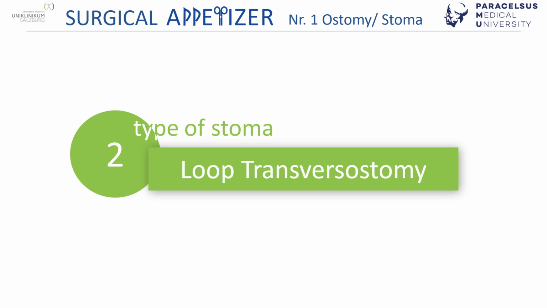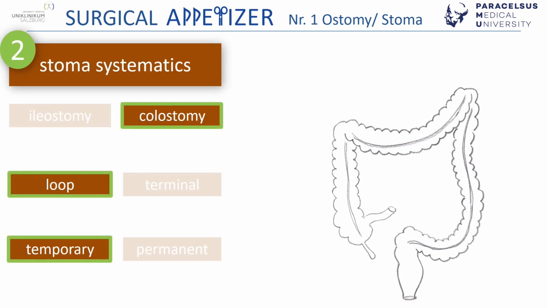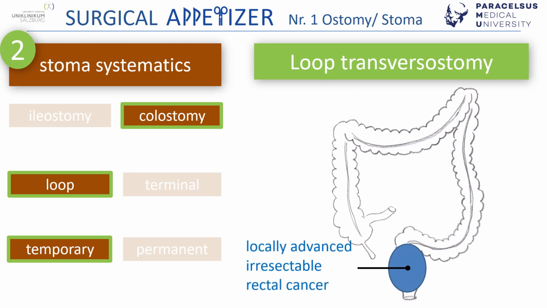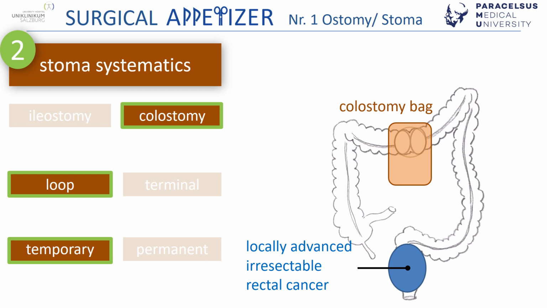Second example, loop transversostomy. This is a colostomy in a loop fashion, and this stoma also is temporary. Loop transversostomy is done for locally advanced irresectable rectal cancer, for example, where you first perform the loop transversostomy, with this being the afferent loop, and a colostomy bag, and so you can prepare the patient for neoadjuvant treatment, and the locally advanced rectal cancer may become smaller, and you can resect it in a second step procedure.